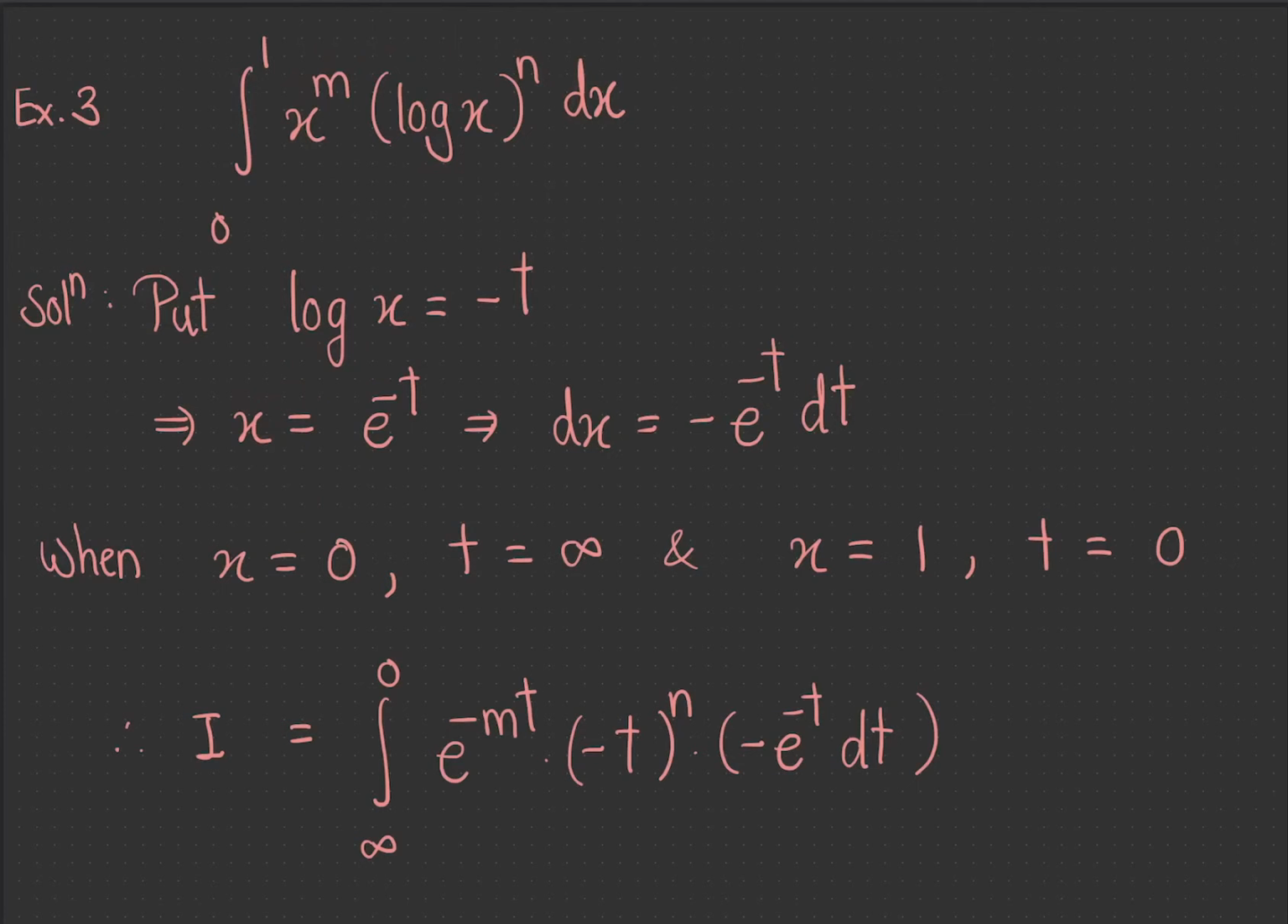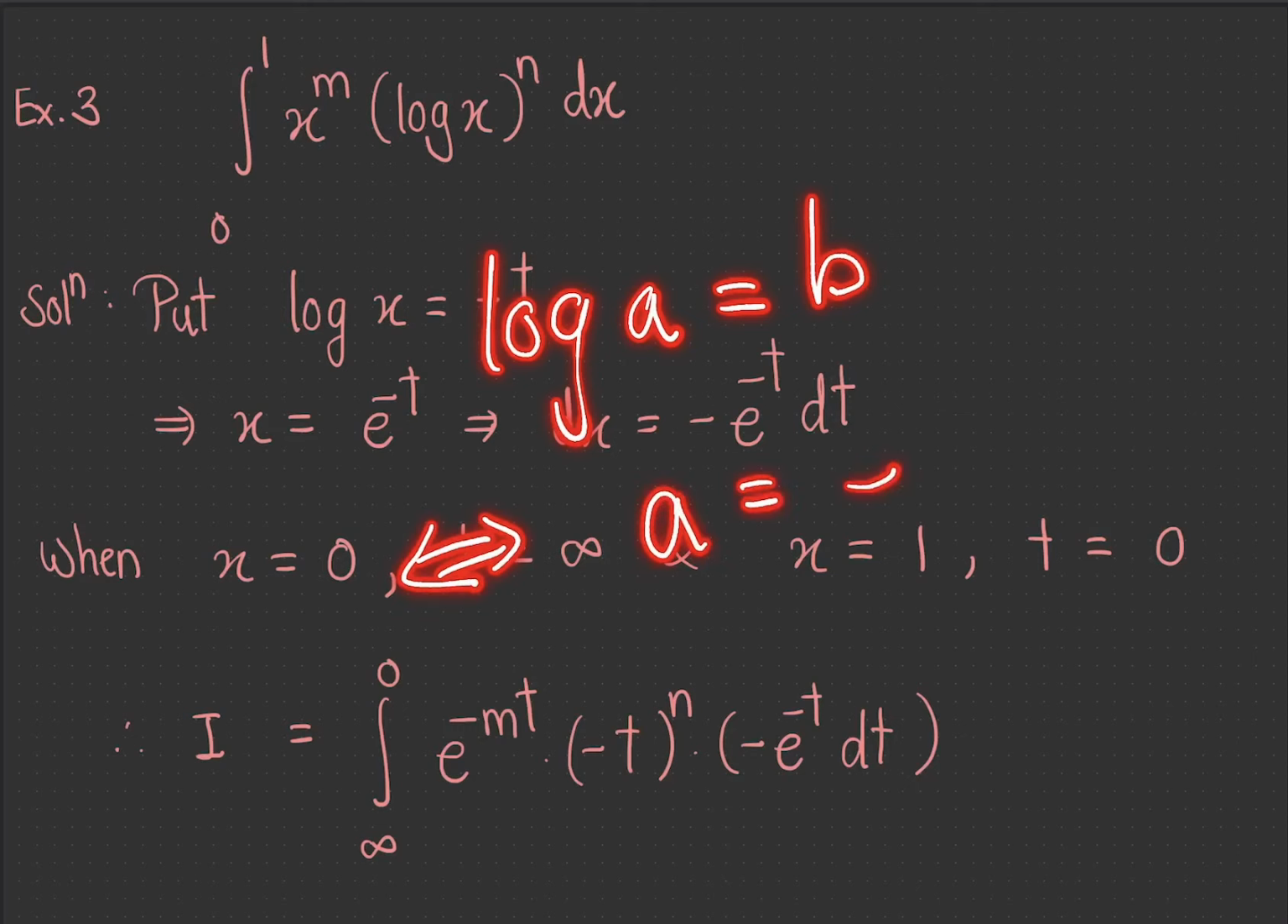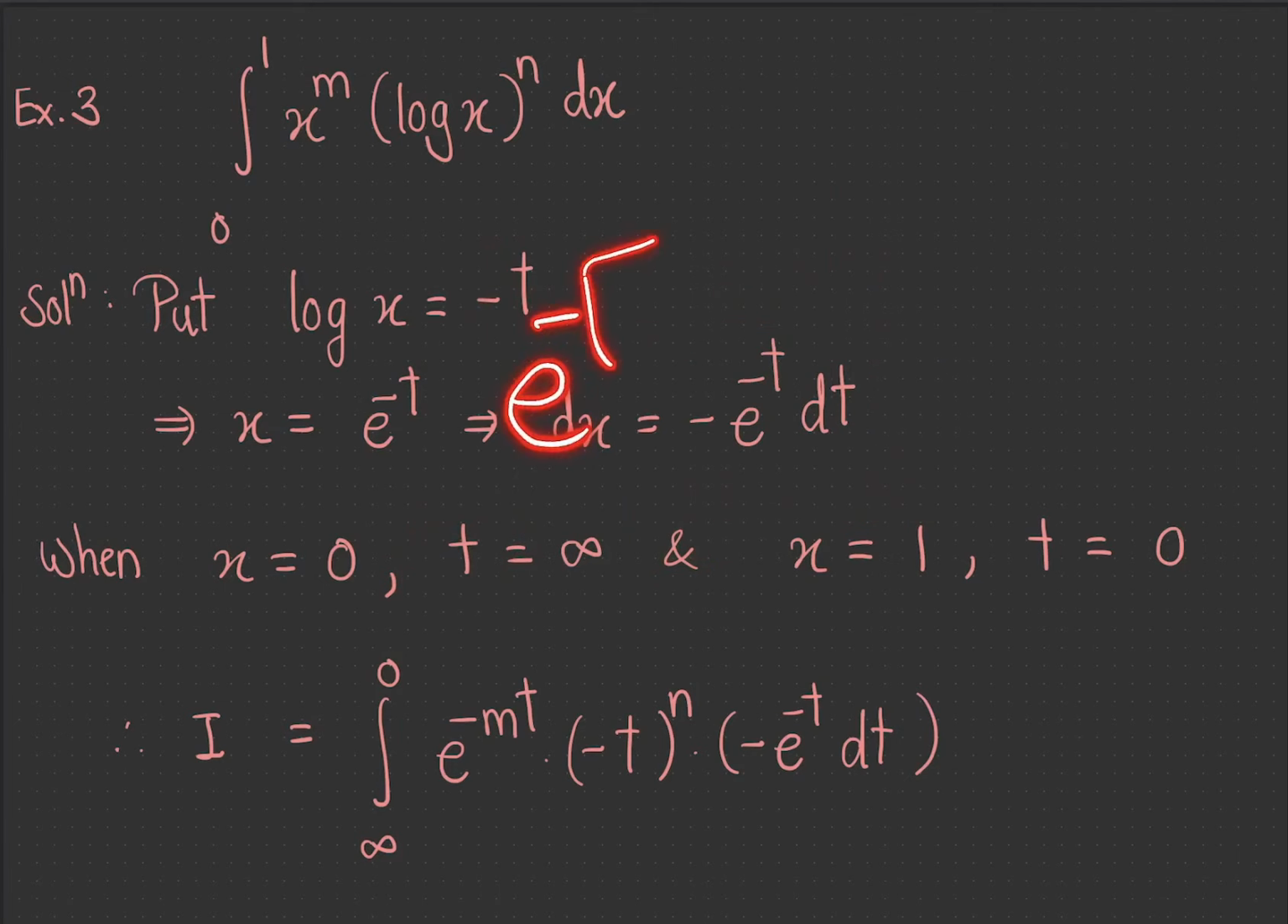But we know that log of a equals b is the same as a equal to e raised to b. But we want e raised to minus of something in the integrand part. So we will put log of x equal to minus t. So log of x equal to minus t, this implies x is equal to e raised to minus t.